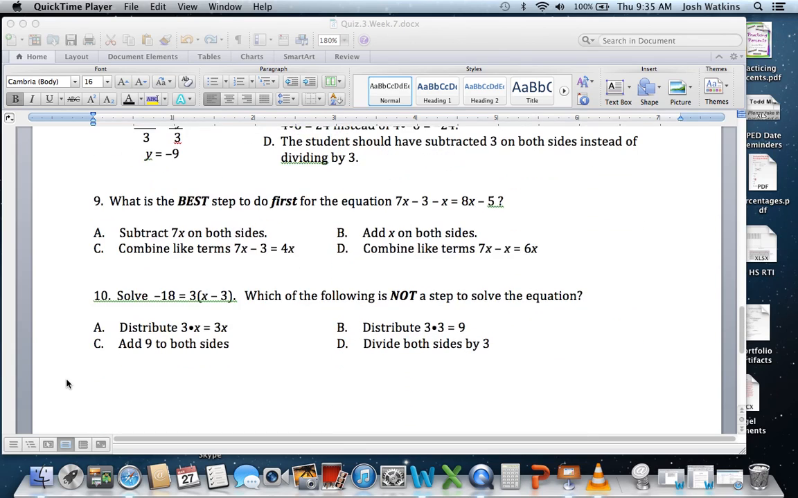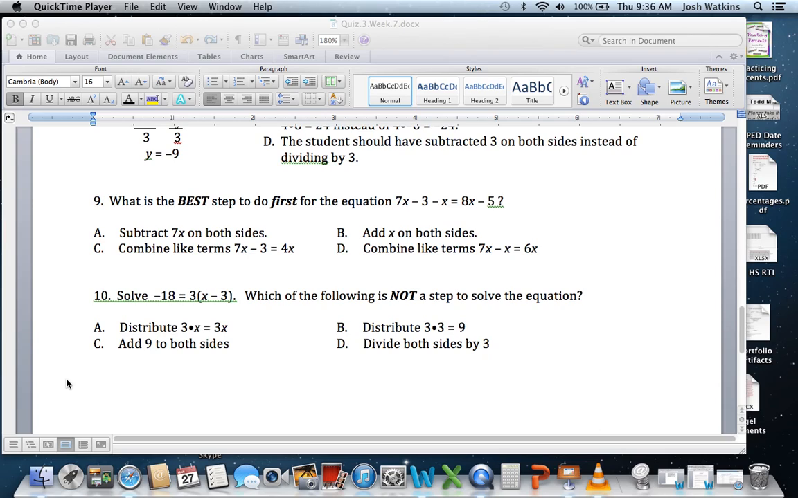For number 9, what is the best step to do first for the equation 7x minus 3 minus x equals 8x minus 5? So what is the best step to do first? Is it A, subtract 7x on both sides? B, add x on both sides? C, combine like terms 7x minus 3 equals 4x? Or D, combine like terms 7x minus x equals 6x? So what is the best step to do first in that equation?